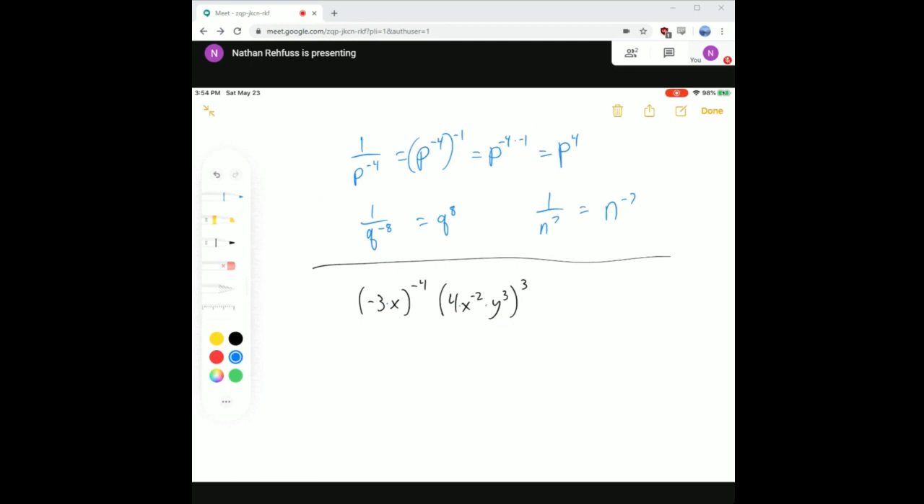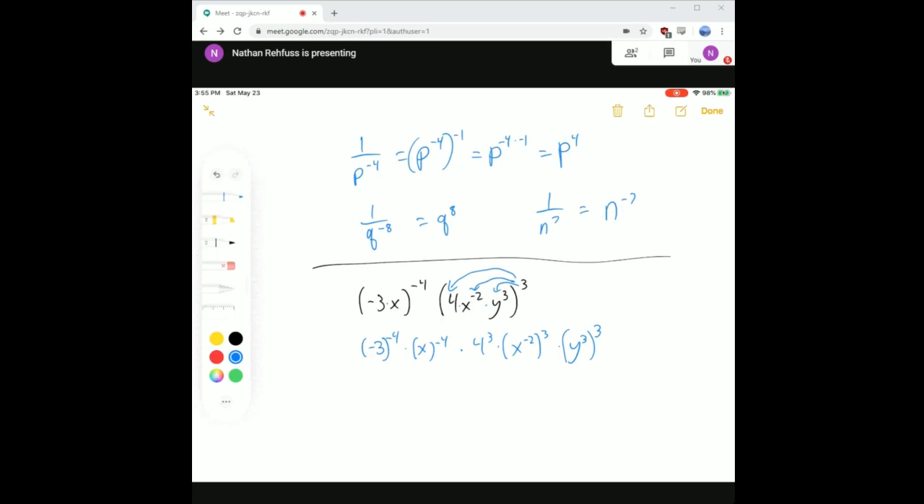I'm drawing in little multiplication signs so I remember what all my factors are. So I'm going to have a -3 to the -4 times an x to the -4. And over here I'm going to have a 4 cubed, an x to the -2 cubed, and a y cubed. See? This 3 went to each of these 3 factors because I can distribute exponents over multiplication, right?